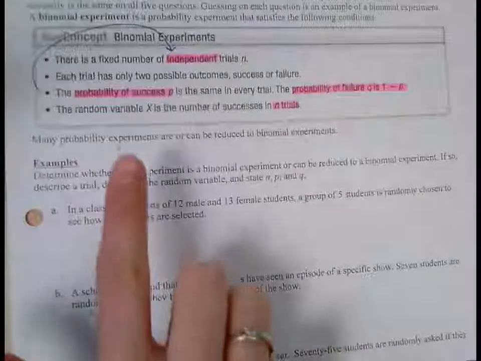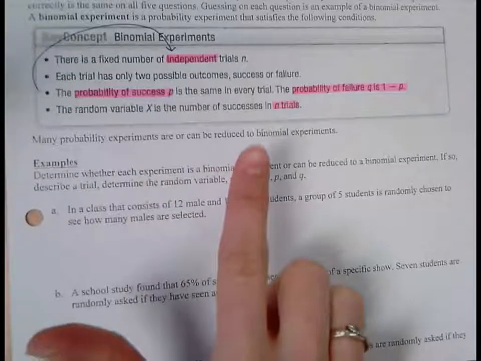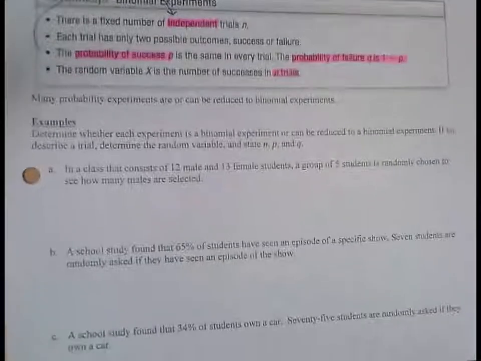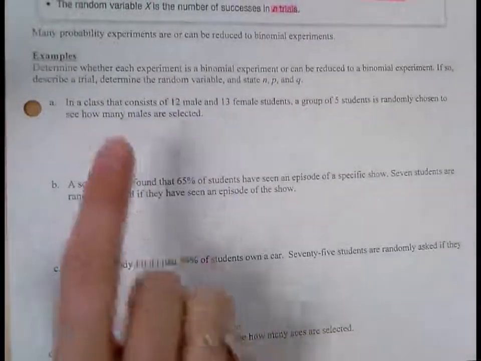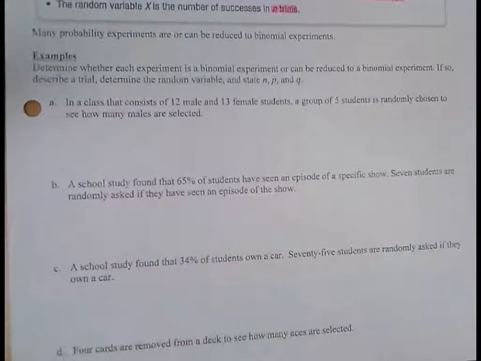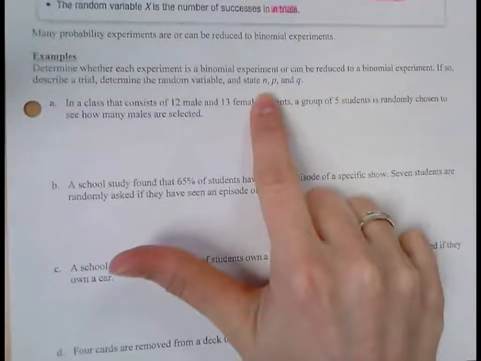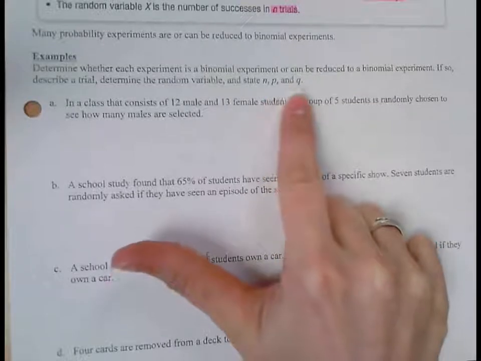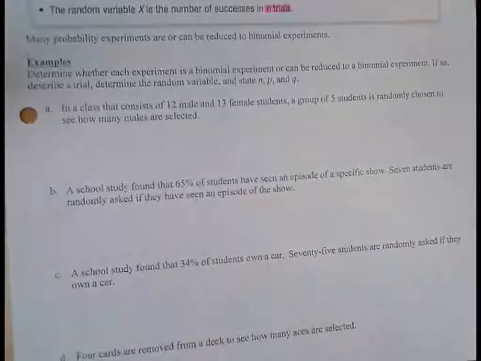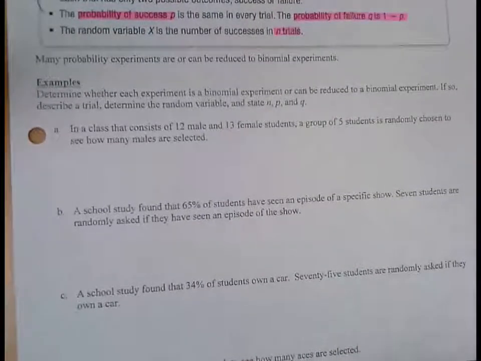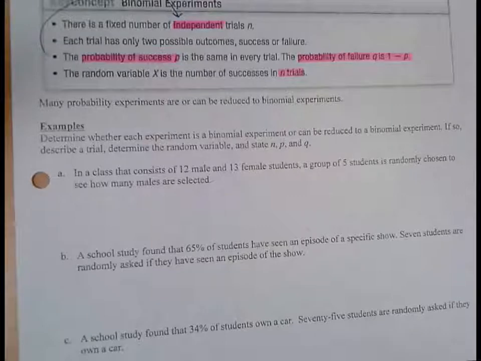So it does say many probability experiments are or can be reduced to binomial experiments, and that's what we are identifying today. So in these examples, we're determining whether each experiment is or could be reduced to a binomial experiment. And if so, we are going to describe what a trial is, what the random variable is, and state the number of trials n, the probability of success p, and the probability of failure q. And if it's not, we have to explain why not. So I'll point out things to look for as we go through these.